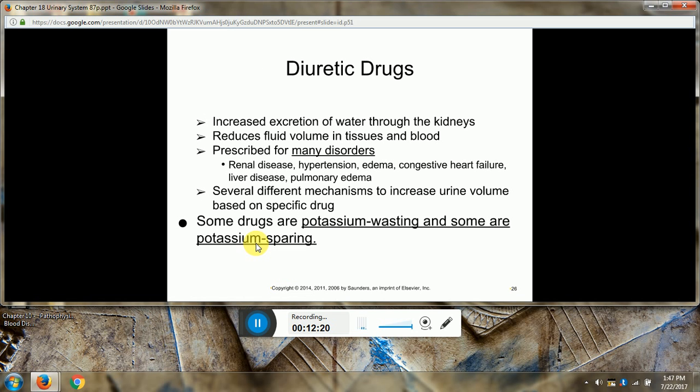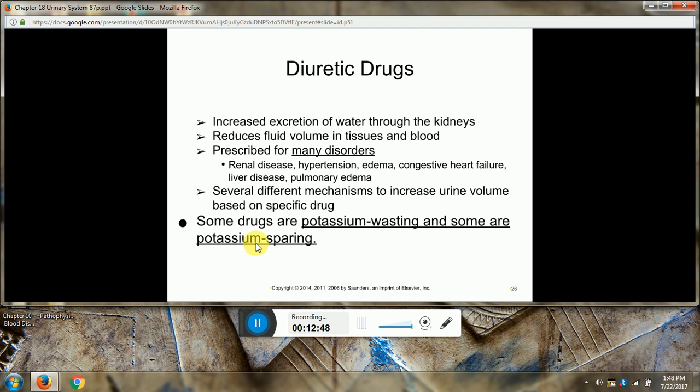Different things are used to treat different kidney diseases. We've got diuretic drugs, and that is to increase the amount of water being excreted through the kidneys. It's usually done by, remember that water follows salt, which is sodium. So in order to dump more water into urine, you have to dump sodium into urine, and that would passively pull water with it.